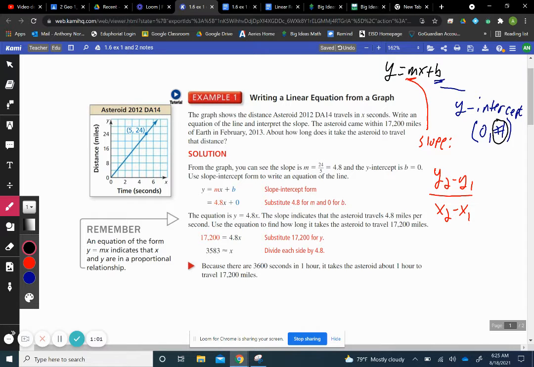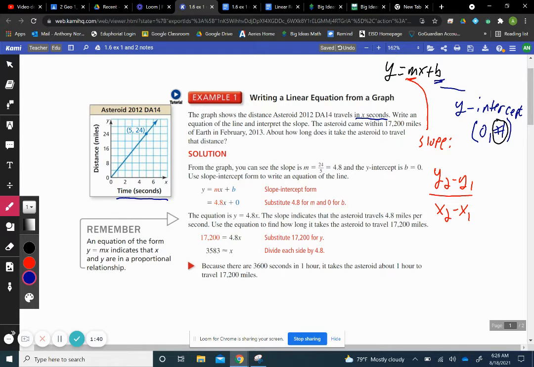So the first thing we always do when we get a graph is read it. I don't care what the question says yet. We're going to look at the graph. So asteroid 2012 DA14. The y-axis is distance in miles. The x-axis is time in seconds. Now if we go to the question, the graph shows the distance asteroid 2012 DA14 travels in x seconds. So let's make x blue. X stuff is blue. Write an equation of the line and interpret the slope.